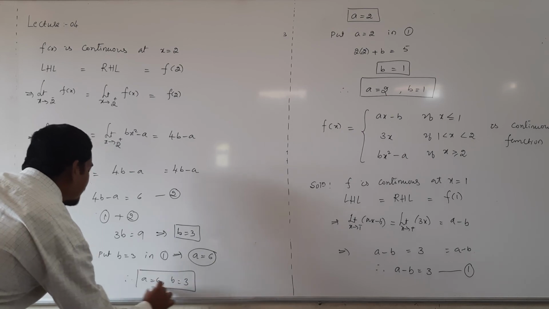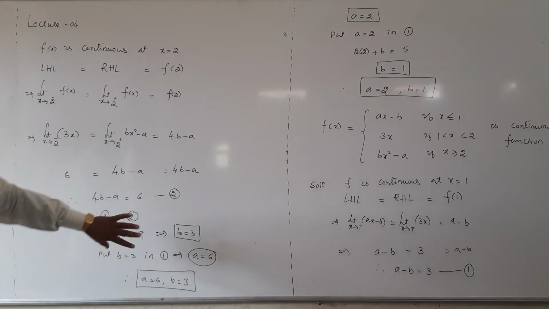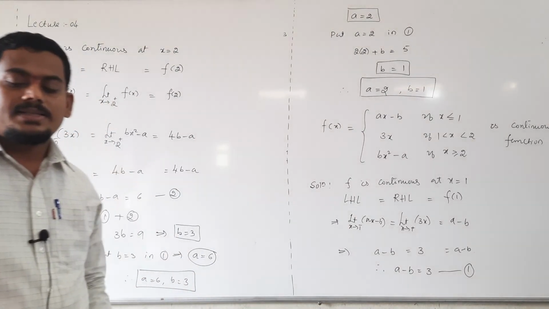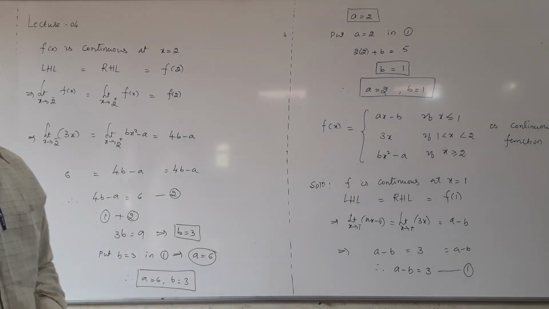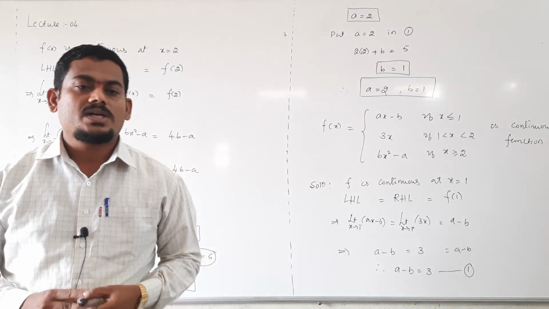Once the function is continuous, the possible values of a and b are a equal to 6, b equal to 3. With this problem, I will conclude today's class.